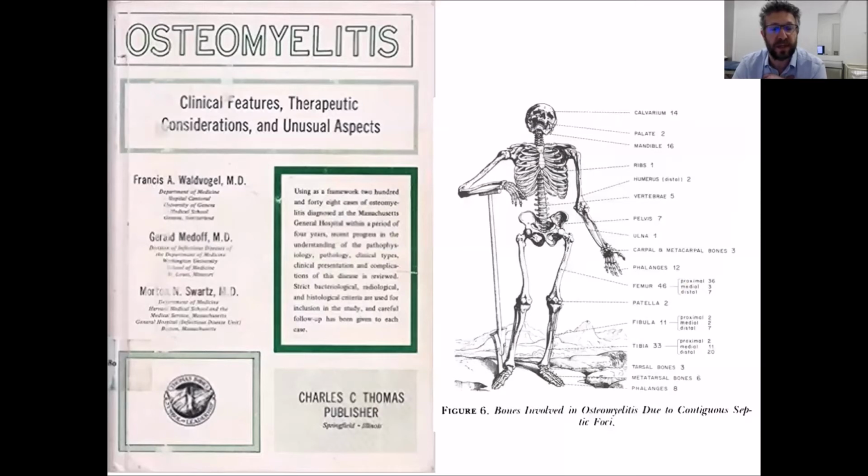and the reason for the duration difference isn't entirely well described. We then move on to the 1970s, and Francis Waldvogel and his colleagues wrote a seminal series of articles in the New England Journal of Medicine, where they defined adequate treatment as 4 weeks of high-dose parenteral beta-lactam.